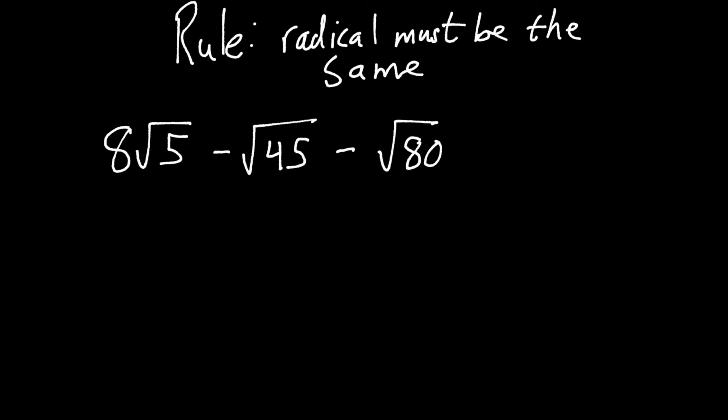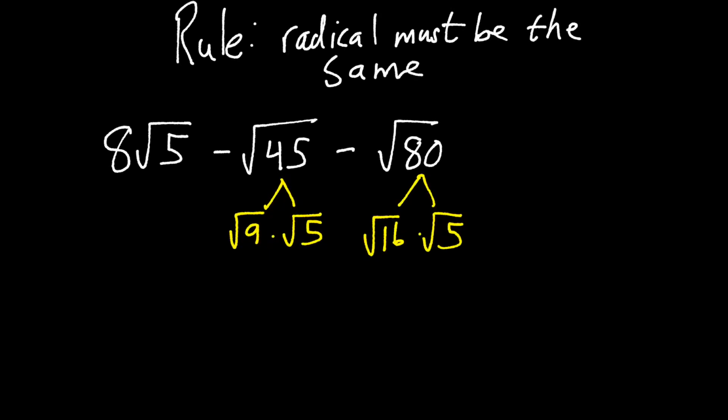This is where it pays to remember how to simplify your radicals though, because even though these are different, I can simplify these down to get the square root of 5. Remember we can break this down into a perfect square and a non-perfect square. So this is the square root of 9 times the square root of 5. And this is the square root of 16 times the square root of 5. So now I have those square roots of 5.